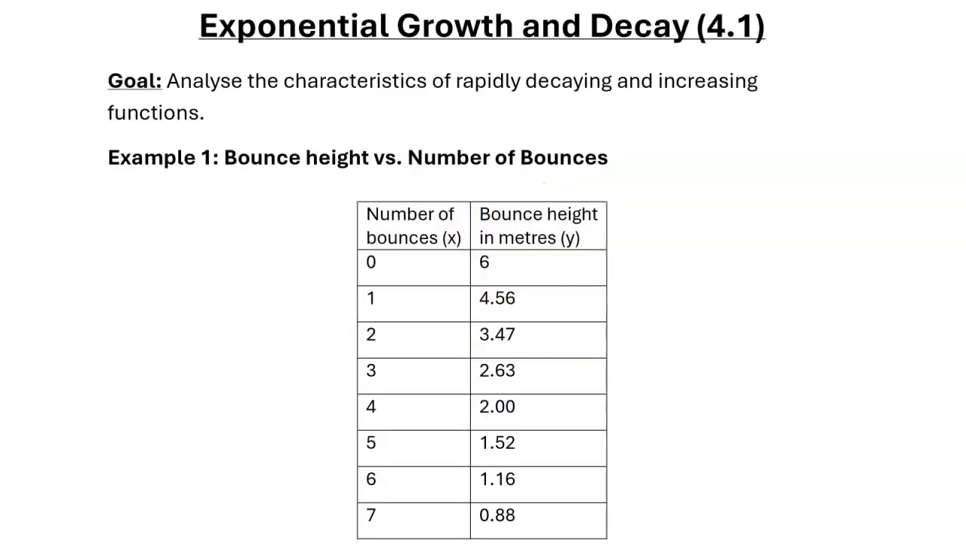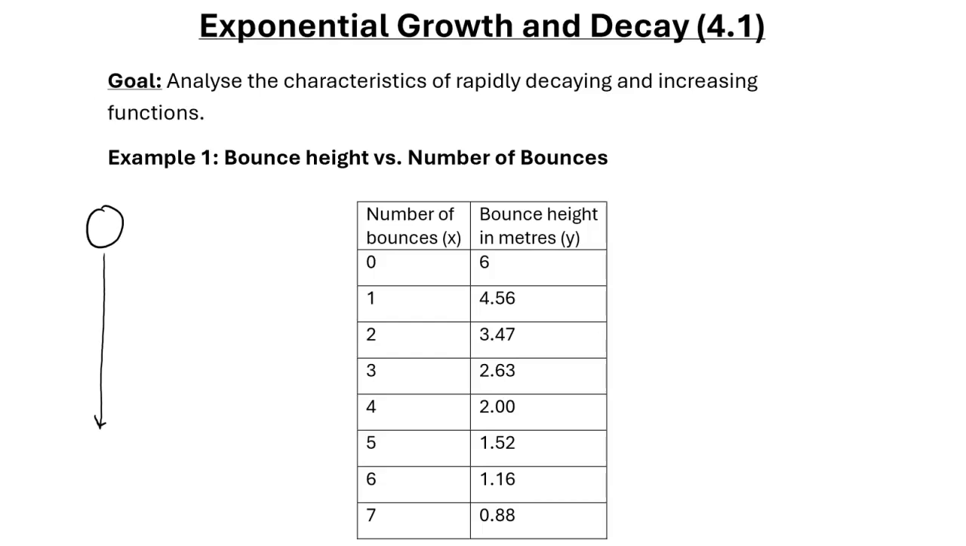So our goal is to analyze the characteristics of rapidly decaying and rapidly increasing functions. So we're first going to look at a decay situation. Example 1 is bounce height versus the number of bounces. So if we drop a ball, it's going to bounce up to a certain height, and then it's going to bounce to a lower height and a lower height and a lower height.